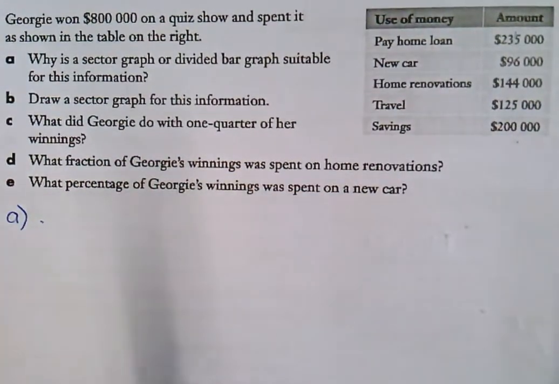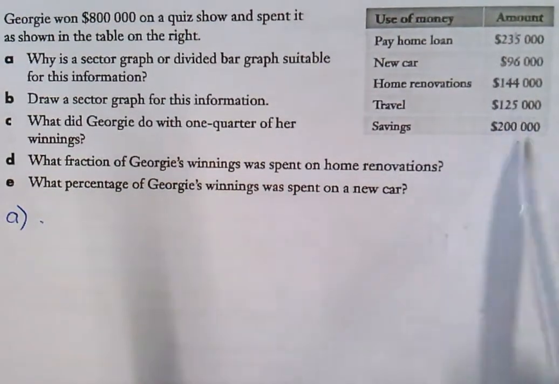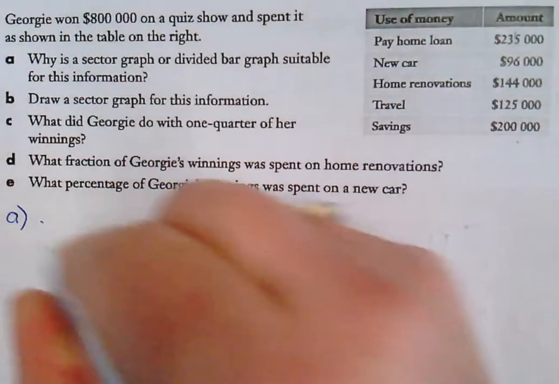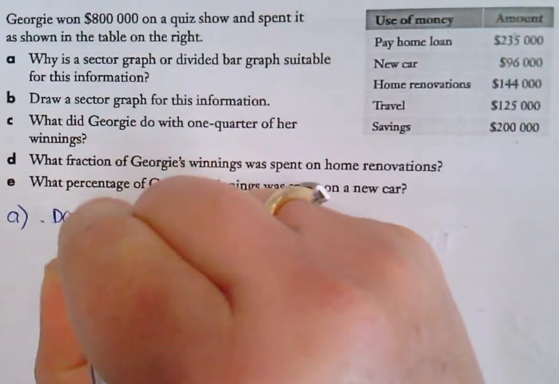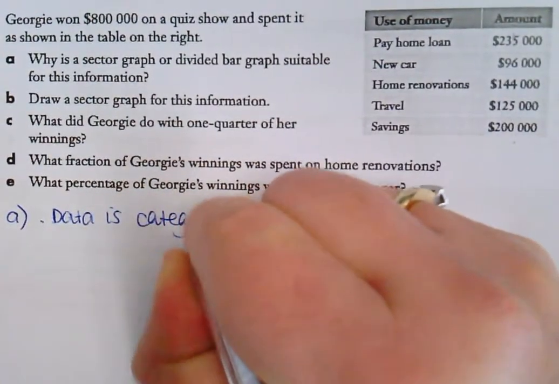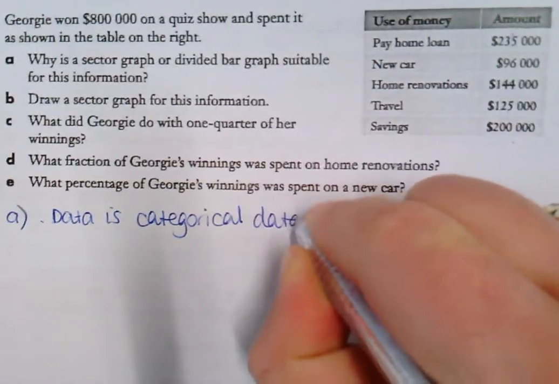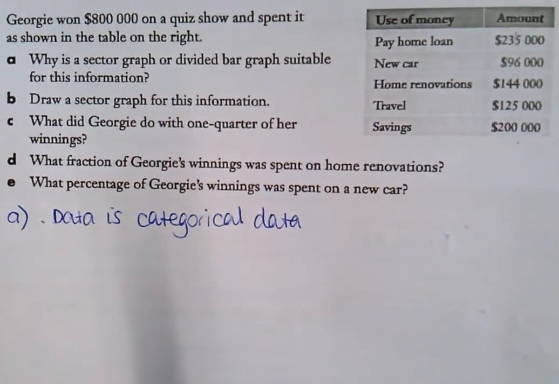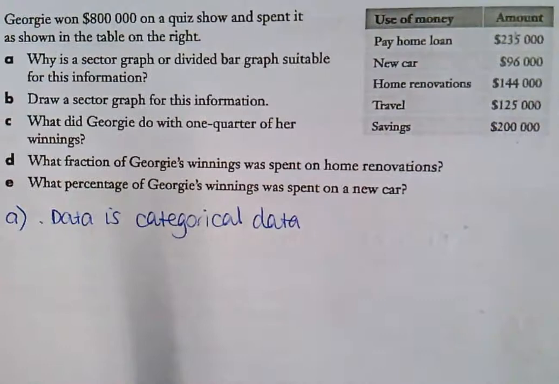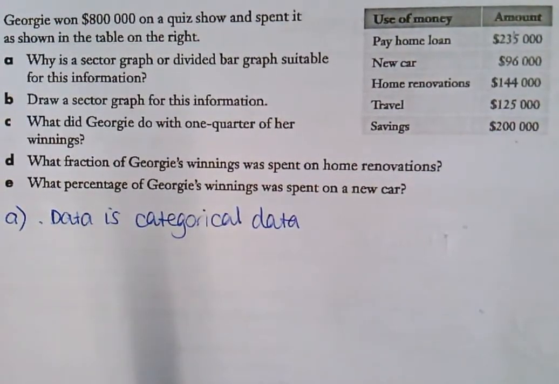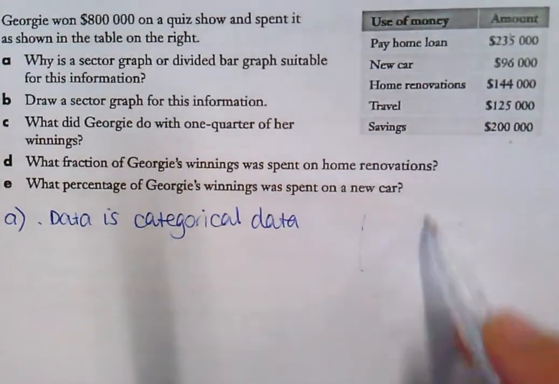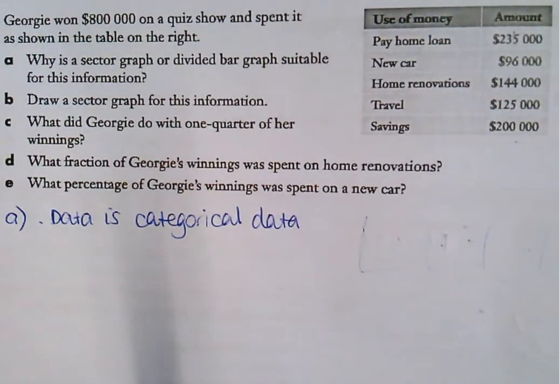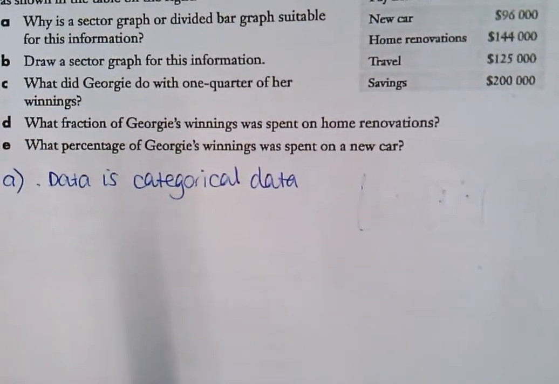Why? I know we've got numbers here, but what sort of data is this? The money's been put into categories. So it's because the data is categorical data. Because when we graph this, if we use our sector graph, we can write in the different sectors. This was for home loan, that a section was for the car loan, etc. Or if we did a divided bar graph, we'd have the bits in different sections like travel, savings, etc. So it's categorical data. That's why a sector or divided bar graph is suitable.